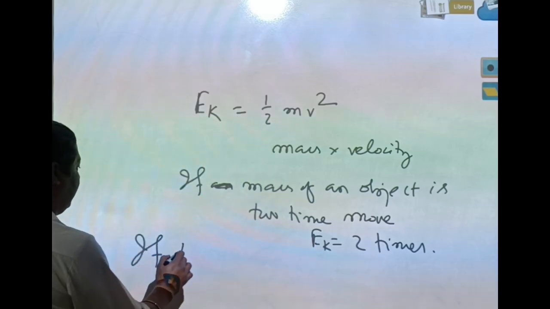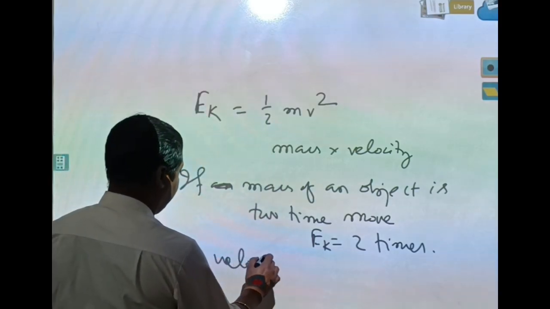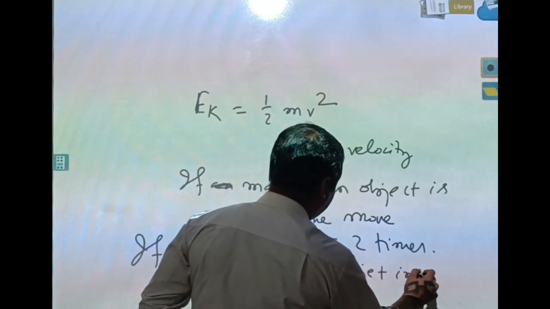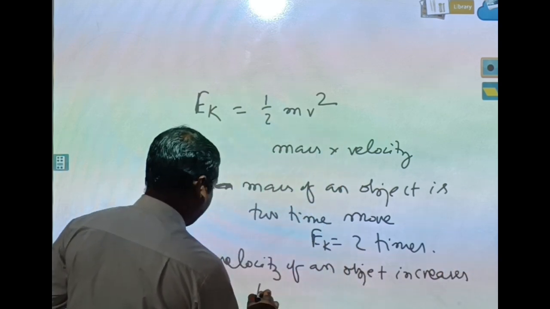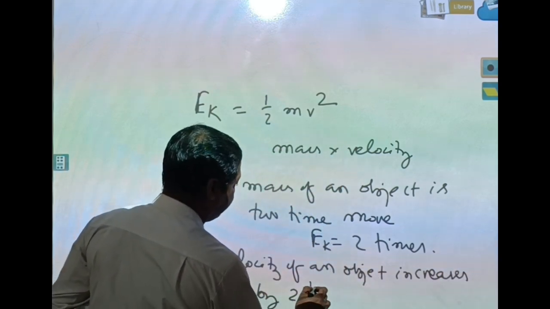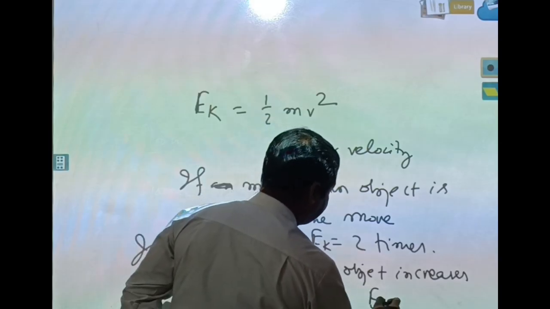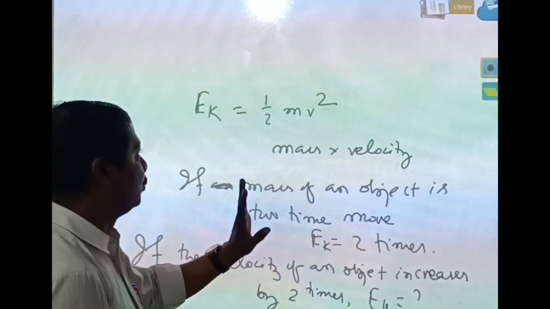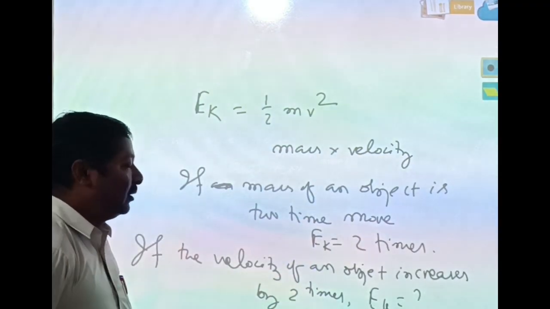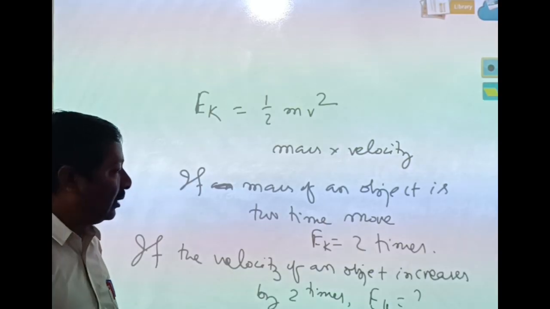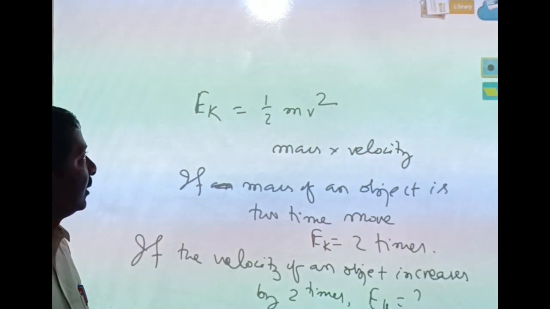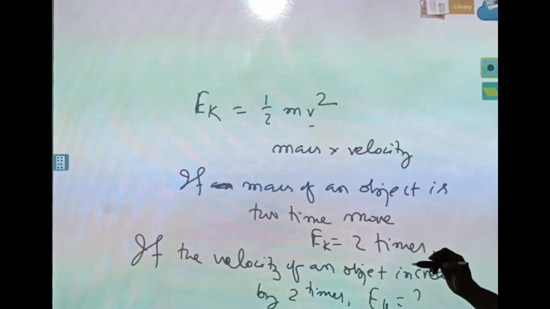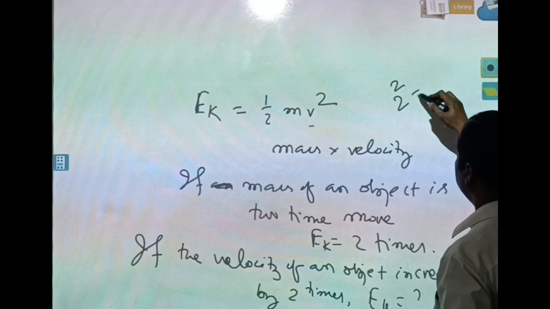Suppose the velocity of an object increases by 2 times. What will be its Ek? What amount will the Ek be increased? Who can say? It will not be increased 2 times like mass. It will be 2 square, means 4 times.